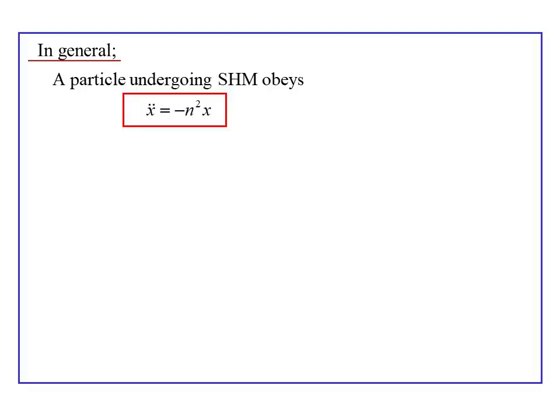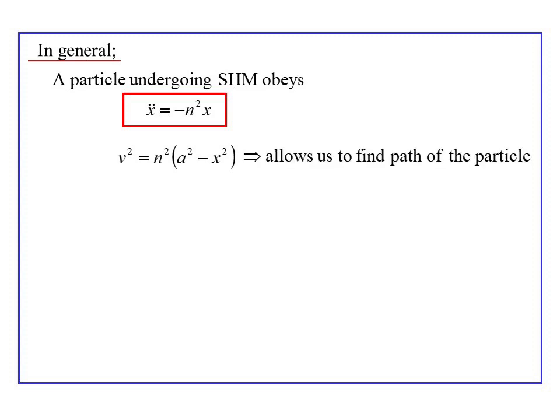Okay, in general then. We know acceleration equals minus n squared x, and sometimes they'll ask us to prove the motion is undergoing simple harmonic motion. Well, that's what we've basically got to prove. We've got to show that its acceleration can be written as minus n squared x. We came up with this one, v squared equals n squared times a squared minus x squared. Some people memorise it and use it. I personally don't. That's why I haven't boxed it, because I think you can just derive these things just as easily. But that would allow you to find the path of the particle.